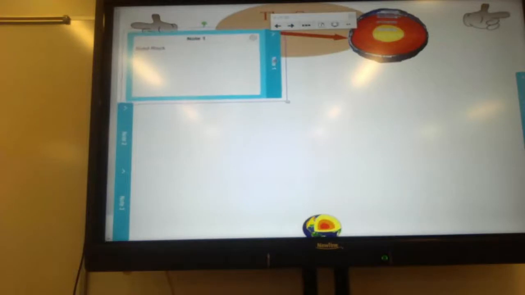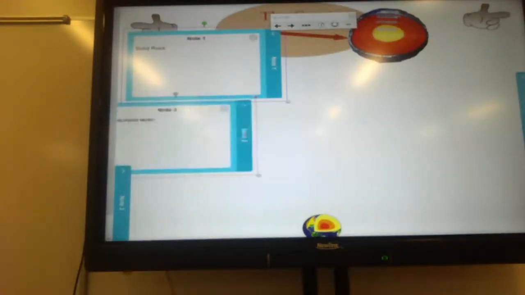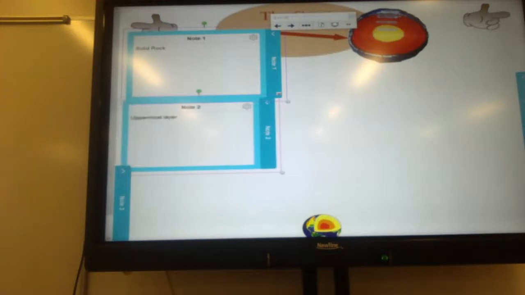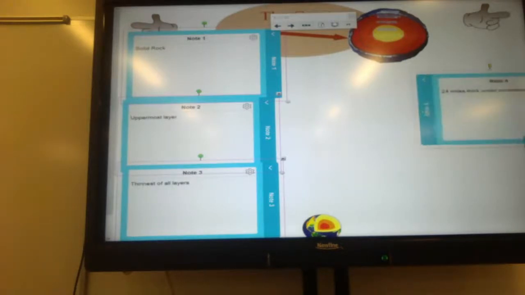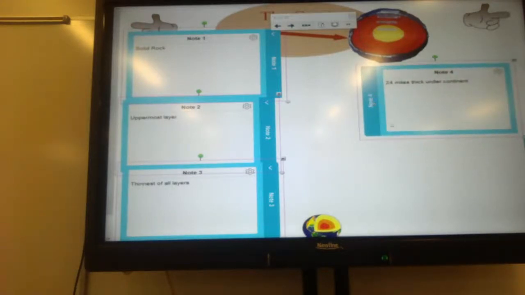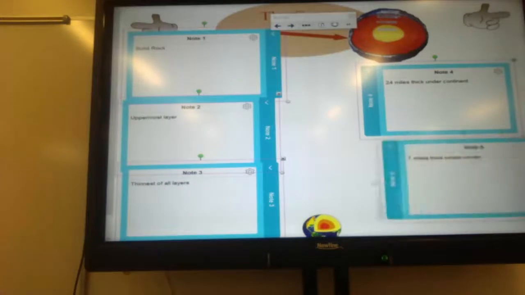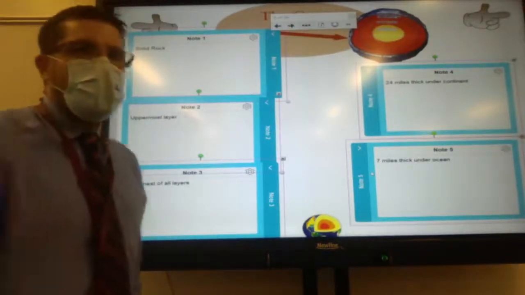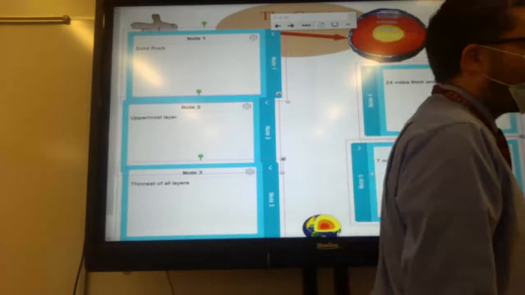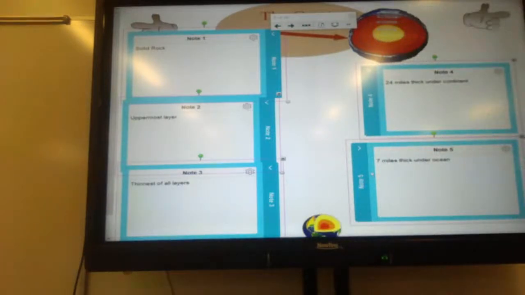All right, so it is made up of solid rock. Uppermost layer. It is the thinnest of all layers, and I'll give you an example, an analogy for that in a moment. Now, again, just a reminder, when you're done copying down the slide, please close your Chromebooks halfway. That way, when everybody is halfway closed, I know I can move on.